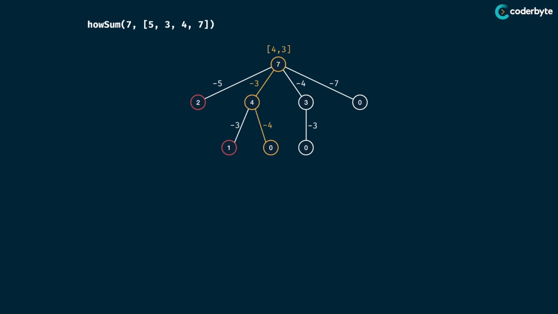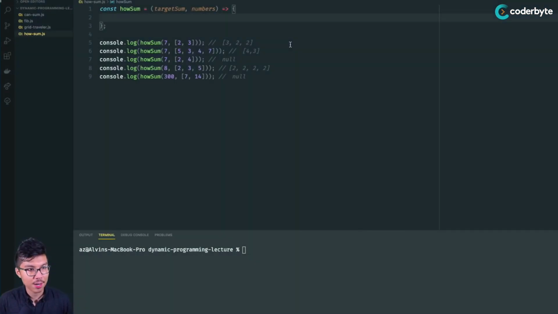So I know that one valid combination would be 4, 3. All right, at this point, I'm feeling pretty good. Let's go ahead and work on the code for this now. All right, here we are back in my code editor, and let's work on solving the howSum implementation.